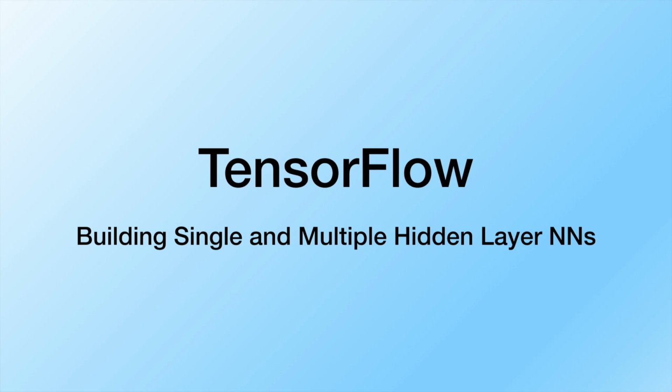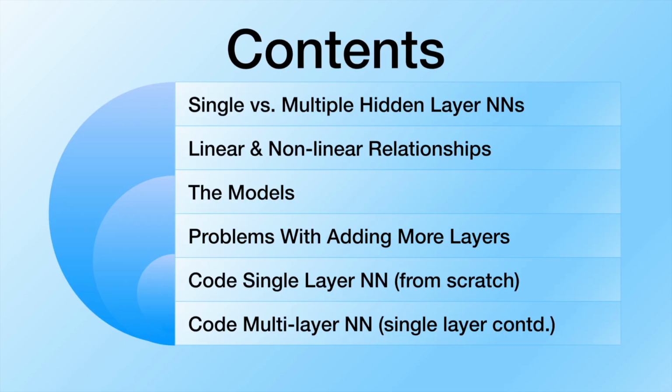In this tutorial, we're going to be building single and multiple hidden layer neural networks using TensorFlow. Of course, before we get to the code, we're going to cover a few topics. The first one being the comparison of single and multiple hidden layer neural networks and what they can and can't learn, and that includes the linear and nonlinear relationships of data that we feed into it. After that, we'll take a quick look at the types of models that we're going to be building. So we'll have two main types of models, and we'll just take a quick look at their architectures.